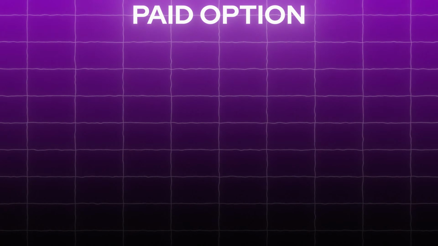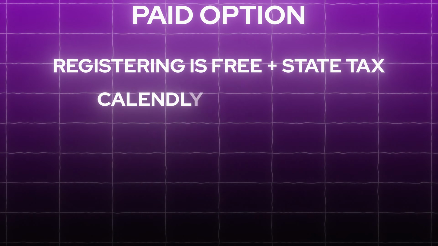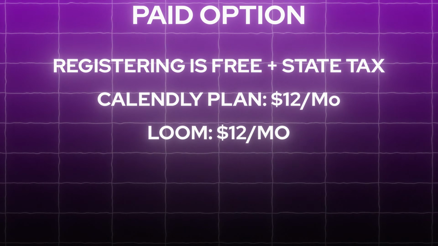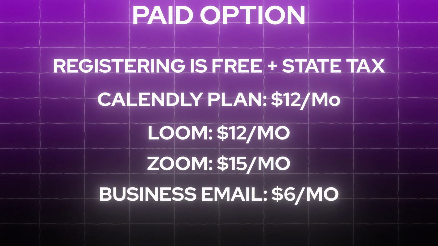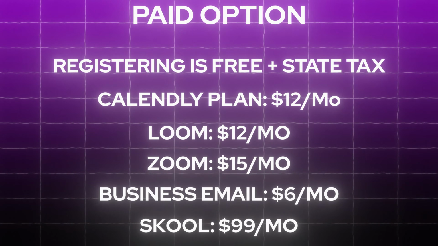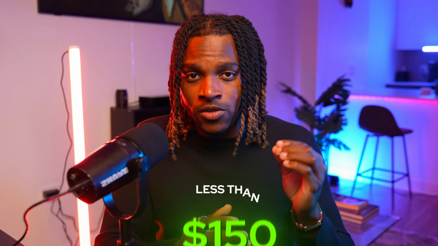But let's say you're looking to spend money and invest in the best tiers for all the software you need to get started. Registering is free, plus whatever state tax might be associated with that. Let's say you use the standard Calendly plan, Loom, Zoom, you pay for your business Gmail, and you run a School. You're able to get started with all of this for less than $150, and that's if you decide to ball out. That's the amazing thing about growth operating. Your expenses are super low and your profit is really, really high running a paid community.